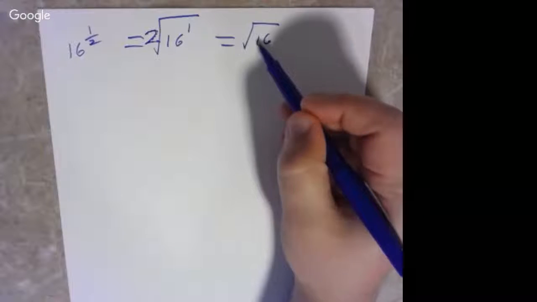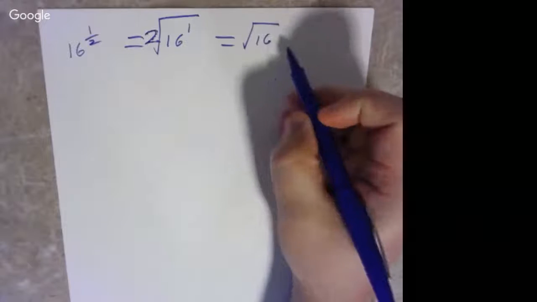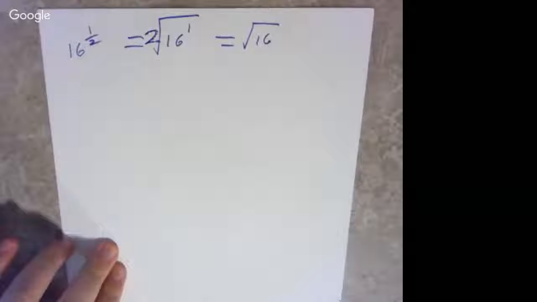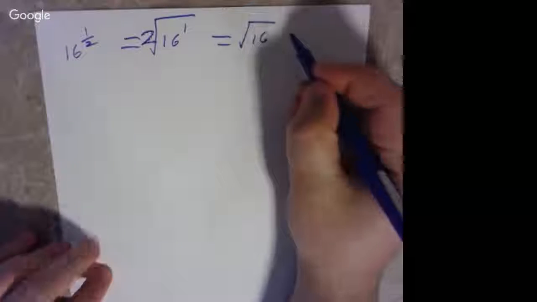And of course, when someone asks how old you are and you say you're 16, you're not going to say 16 to the first power. You just say 16. Now, 16 is one of those numbers that we should start to be familiar with. What is the square root of 16? That's 4.